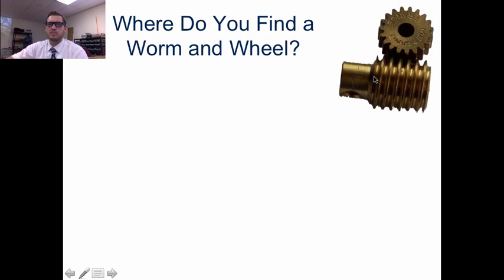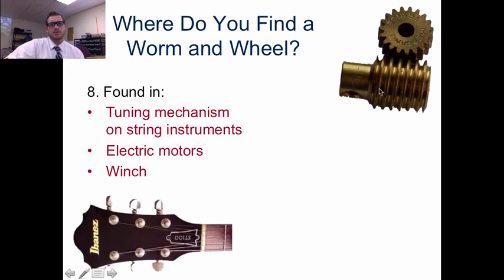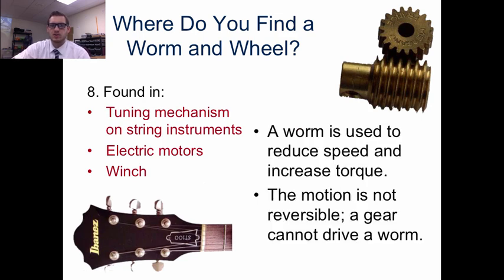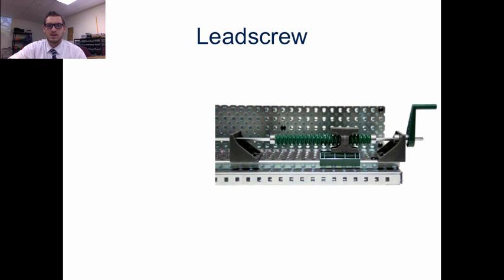Where do you find a worm and wheel? So let's get a few examples. One, you'll mostly recognize this, is a guitar. In the guitar, when you turn the handle just a little bit of a turn, it will turn the pin that's holding the strings. Electric motors have them, winches have them, and we'll see how to build one in class. A worm is used to reduce speed and increase torque. The motion is not reversible, so a gear cannot drive a worm, which means it's a great thing to use for a car jack, because once you jack the car up, it's not going to go back down until you start to spin it the other direction.